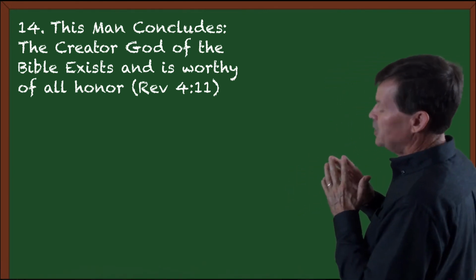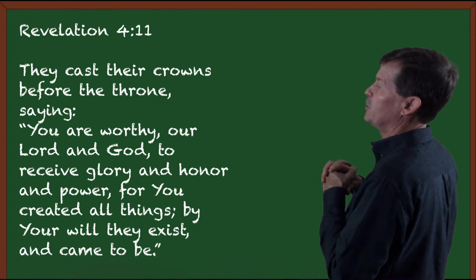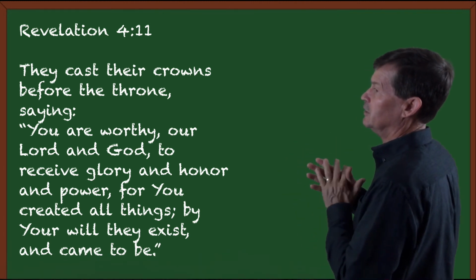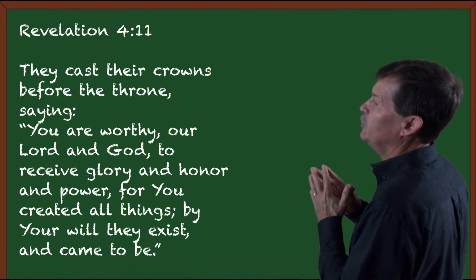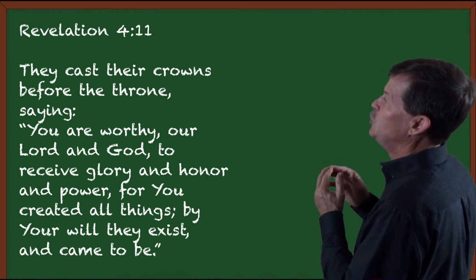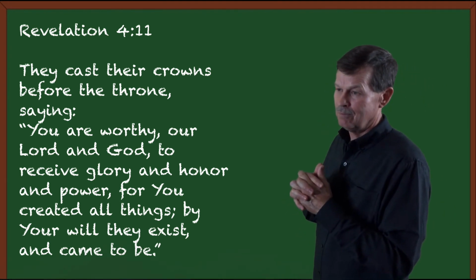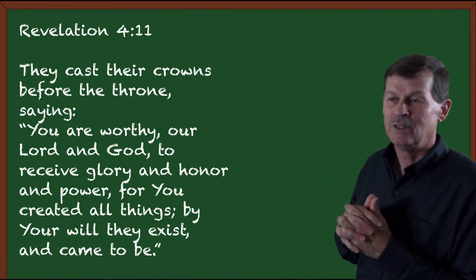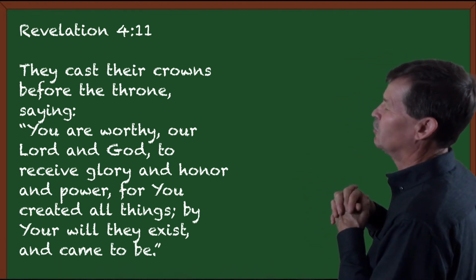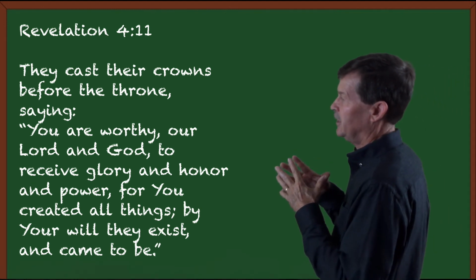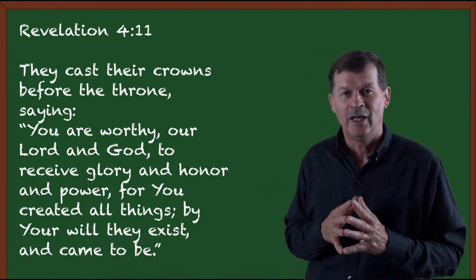So, Revelation 4:11. What does Revelation 4:11 say? They cast their crowns before the throne, saying, "You are worthy, our Lord and our God, to receive glory, honor, and power. For you created all things. By your will they exist and came to be." That is what this man concludes. All glory and honor to the Father. So this man concludes that God created all things. And he believes that.